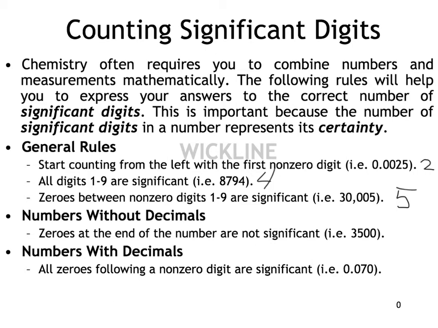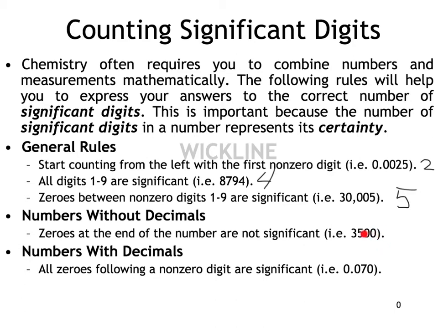So here's the deal. Numbers without decimals: if you have a 0 at the end of the number, it's not significant. Check this number out. It says 3,500, and there's no decimal here. Where is it? It's not there. And that means that we do not count those two zeros.